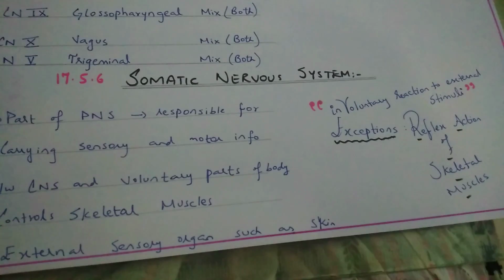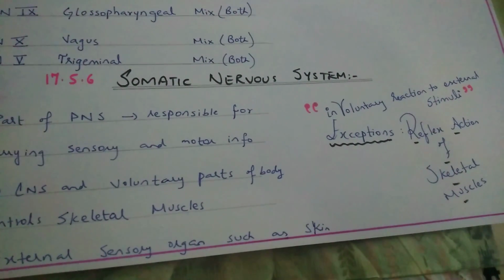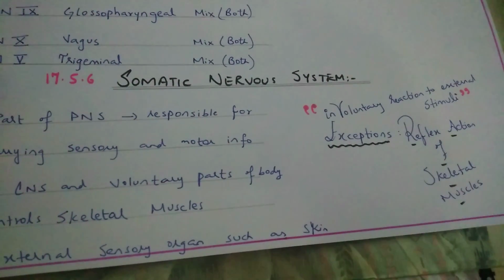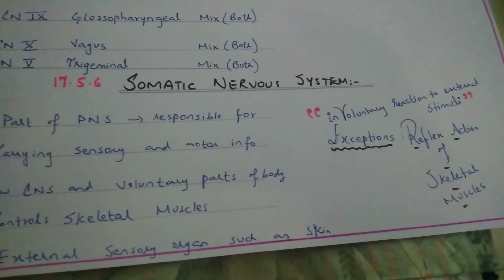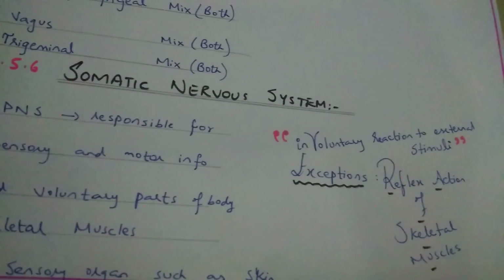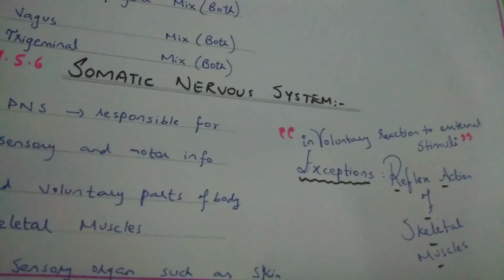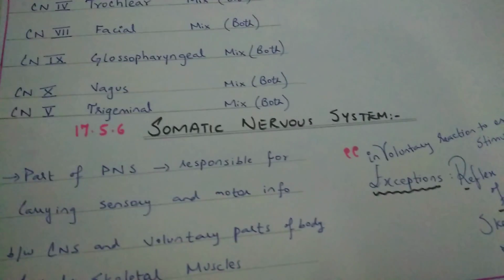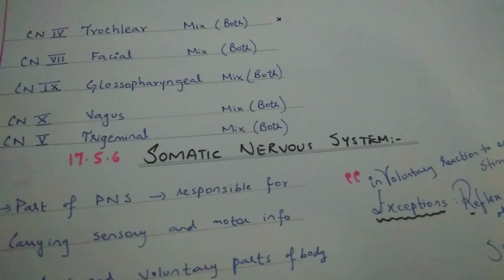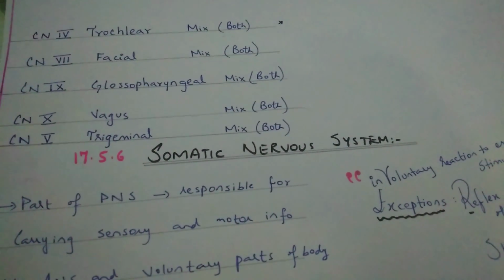We have exception in case of somatic nervous system, and that exception is involuntary reactions to the external stimuli, and we have reflex action in that exception. ठीक है, so that is reflex action of the skeletal muscles. I hope this topic is clear to you all. It is very easy. We have discussed the nervous coordination in detail.